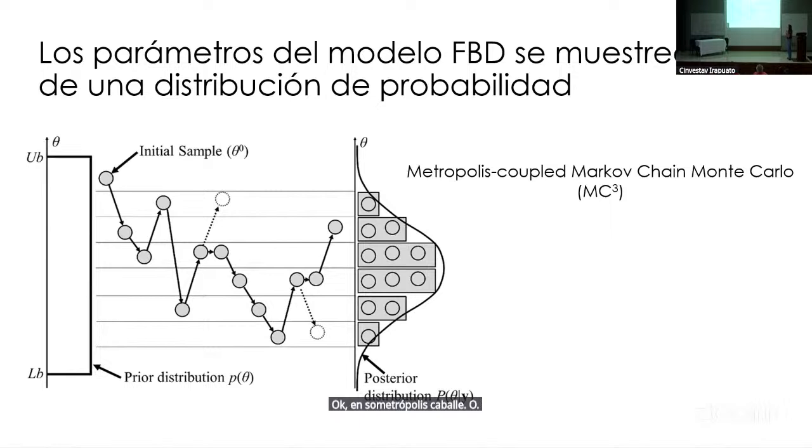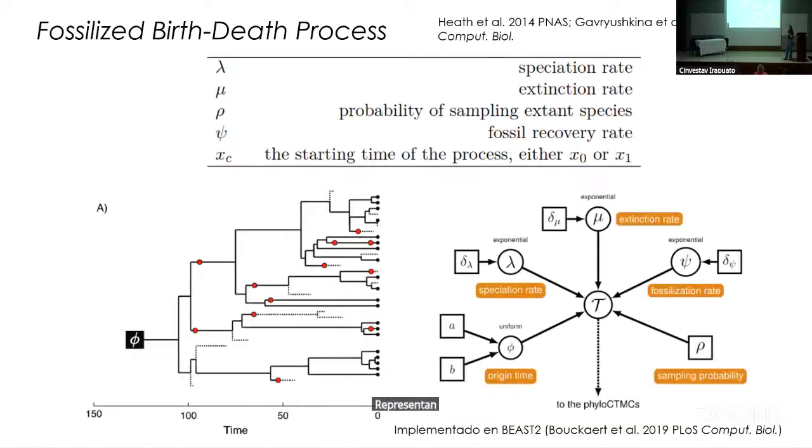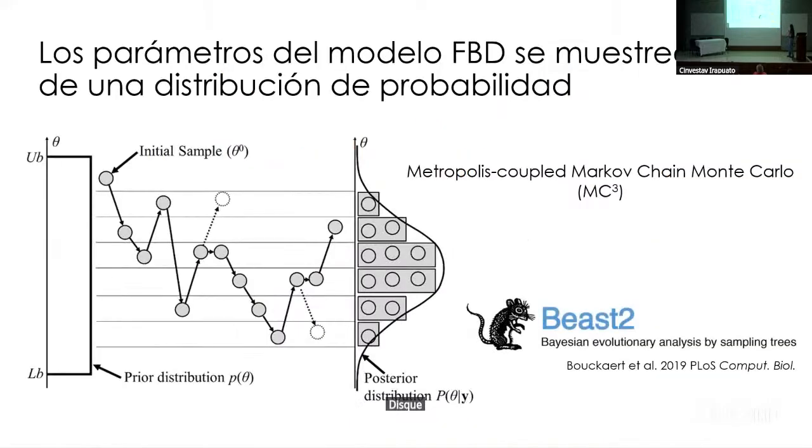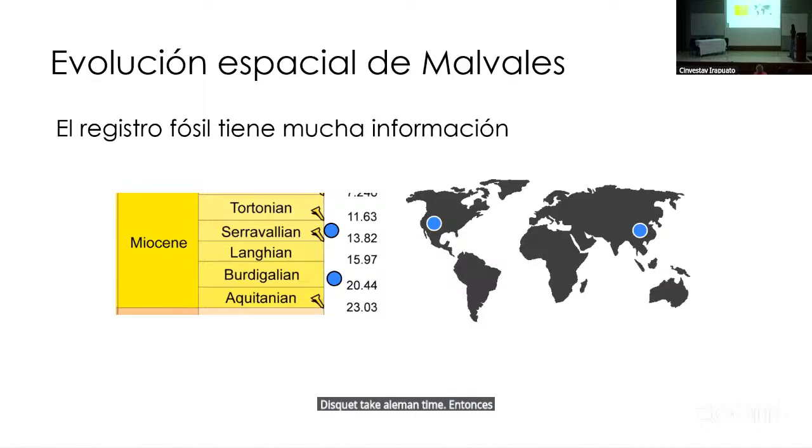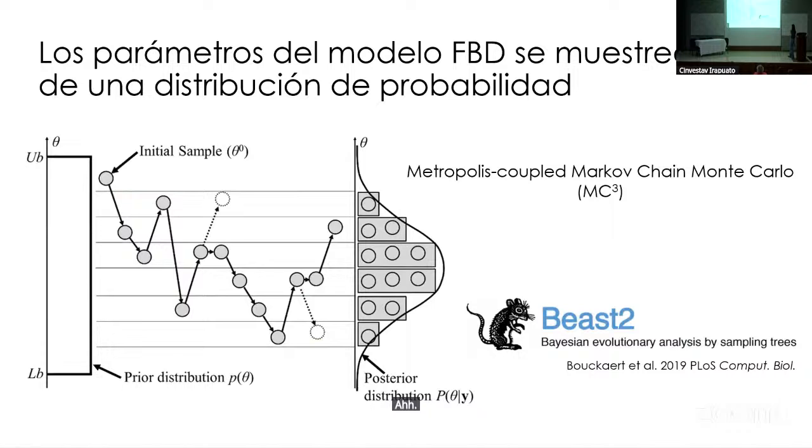Metropolis coupled means many Markov chains that have different components, right? The most important thing is that we need to obtain parameters that represent our reality as best they can, and this can take a long time. This is implemented in a program that is also very popular for Bayesian evolutionary analysis.